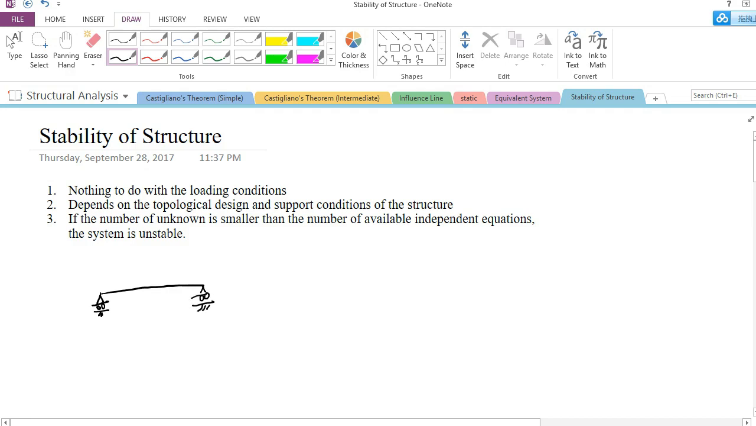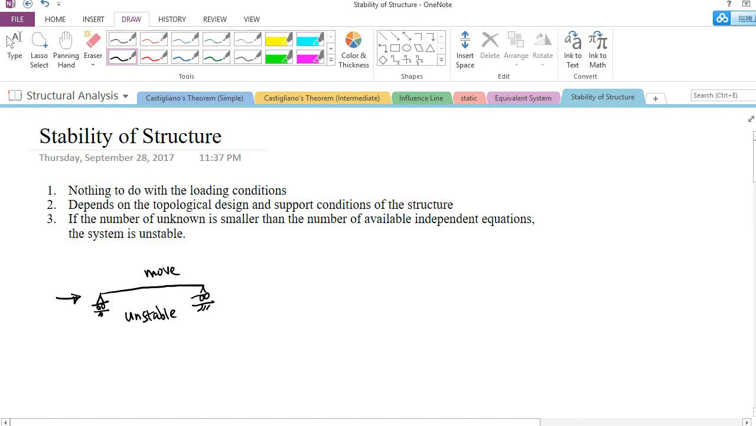I say that this system is unstable. Why? If I have a loading in this direction, this thing will move. So what I mean is that when we discuss the stability of a structure, it has nothing to do with the loading condition. It should be independent of what kind of load you're adding on it.